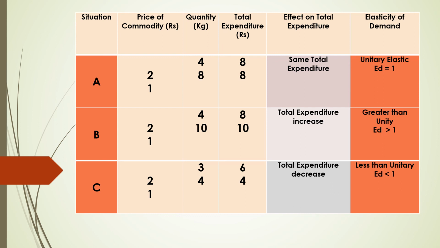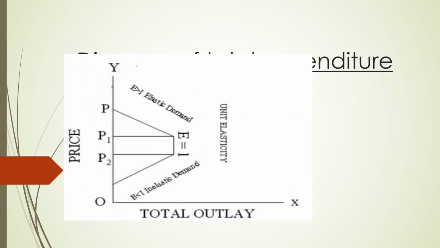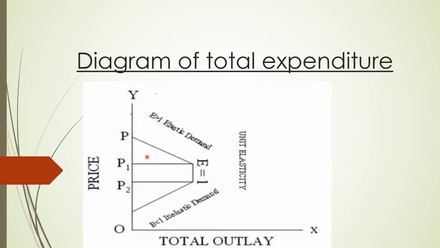So you can see this with the help of a diagram also. Diagram of total expenditure. Negative relation. We know that when you are making a negative relation, your demand curve slopes downward. So that's why ED is greater than 1. When you have a positive relation, your demand curve slopes upward. So ED is less than 1. Or when price increases or decreases, total expenditure remains constant, that is ED equal to 1.